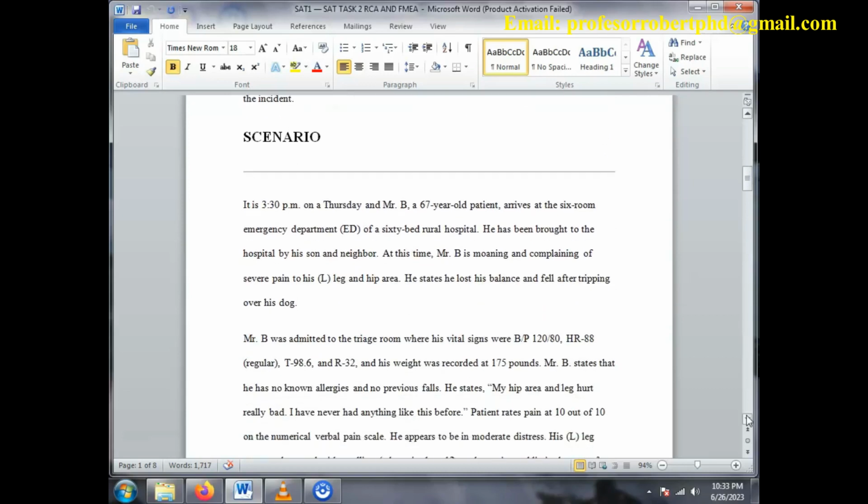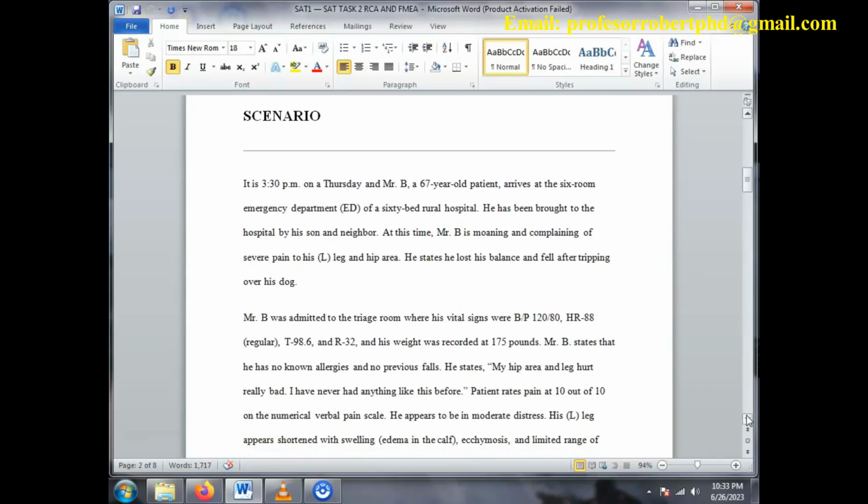Scenario. It is 3:30 p.m. on a Thursday, and Mr. B, a 67-year-old patient, arrives at the 6-room emergency department of a 60-bed rural hospital. He has been brought to the hospital by his son and neighbor. At this time, Mr. B is moaning and complaining of severe pain to his leg and hip area. He states he lost his balance and fell after tripping over his dog.